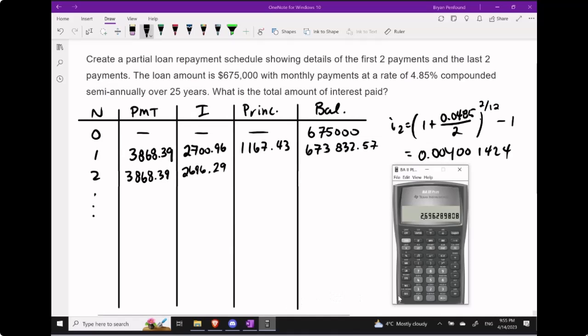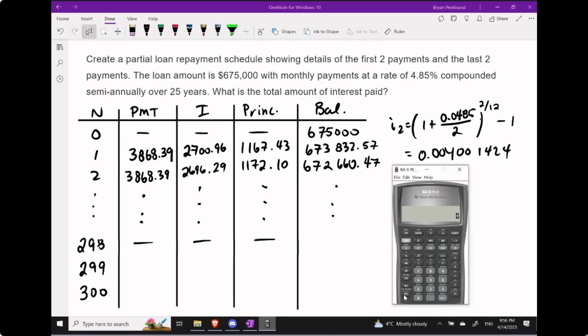We can repeat the procedure, taking this value, multiplying it by I2 to get our next interest payment, and then taking this interest portion and subtracting it from our payment size should give us the next principal portion of our payment. Finally, subtracting this from our balance should give us the new and updated balance. And that should be about $672,660.47.